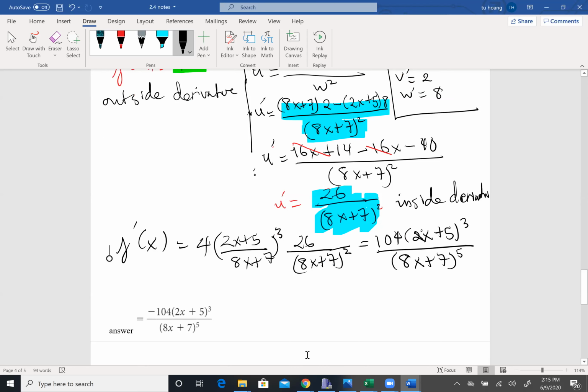And I'm missing a negative sign. Where? Oh, it should be negative here. Yes. Negative here, and then negative here and negative here.